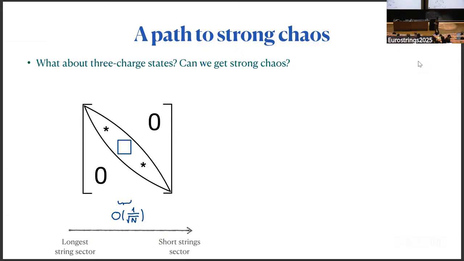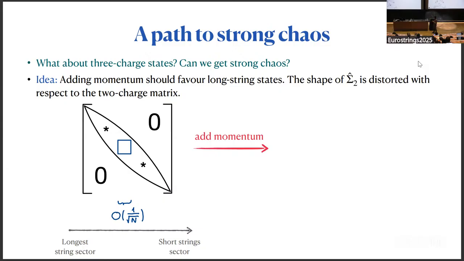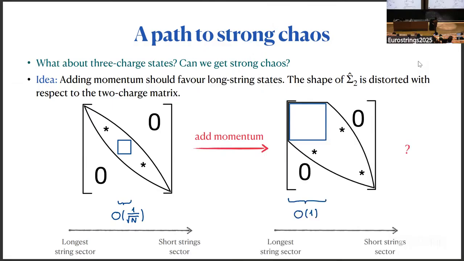But what about 3-charge states? Can you get strong chaos out of them? For the 2-charge states, the longest string sector contains only 16 states. That's not much. But the idea is that if you consider 3-charge states, then you have to consider the momentum in addition to this. And we know that adding the momentum should favor long string states. And perhaps now, thanks to the addition of momentum, the shape of this Σ2 hat is going to be distorted in the 3-charge case. What we would like to have is that the longest string sector for 3-charge accounts for order 1 of the total matrix, instead of something that scales like 1 over square root of N. So is that possible?